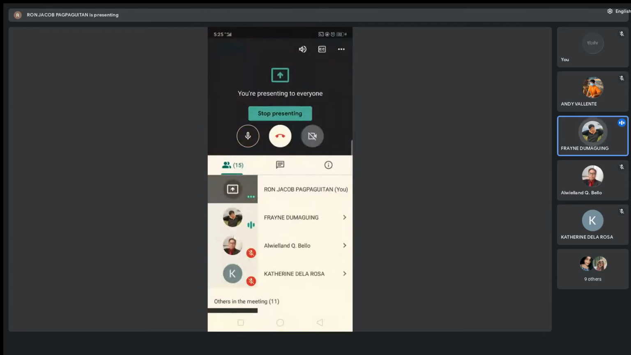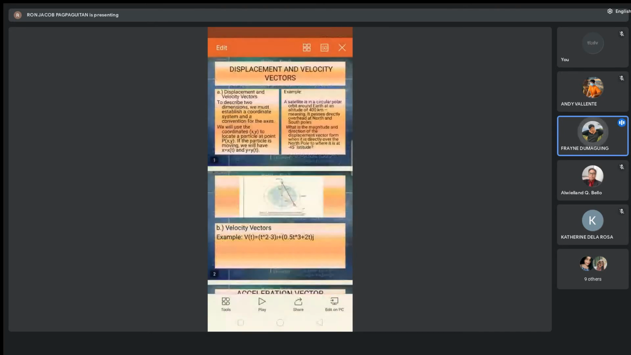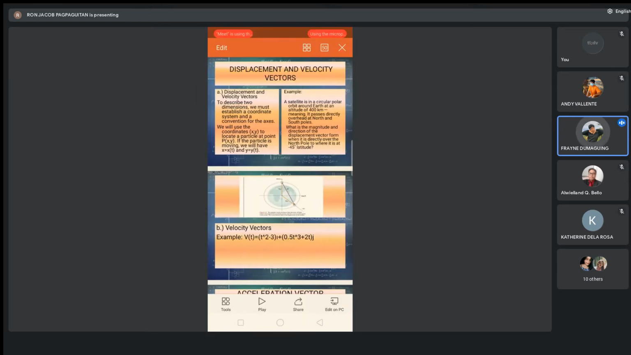So good afternoon, everyone. Today we will be discussing about motion in two dimensions. So let me start with the 4.1 topic, which is the displacement and velocity vectors. So displacement vectors, we will use the coordinate x, y to locate a particle at point P of x, y. So diri, mag-focus lang ta since we are just focusing on two dimension nga kanang motion, we are just going to focus sa x and y nga axis.